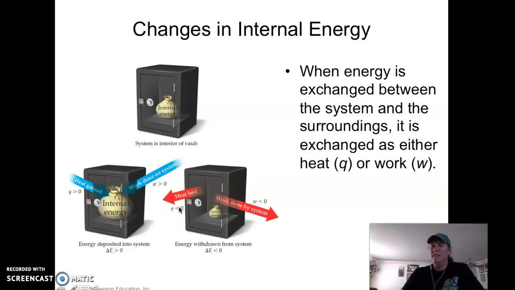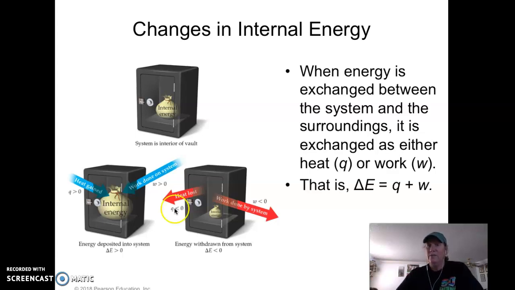So when energy is exchanged between them, it's exchanged as either work or heat, and in most cases we look at it as heat. To figure this out, the change in energy equals Q, which is the heat, and W, which is the work. So we look at those, and if this number ends up being positive, then it's what they call an endothermic. If this number is negative, it's exothermic.